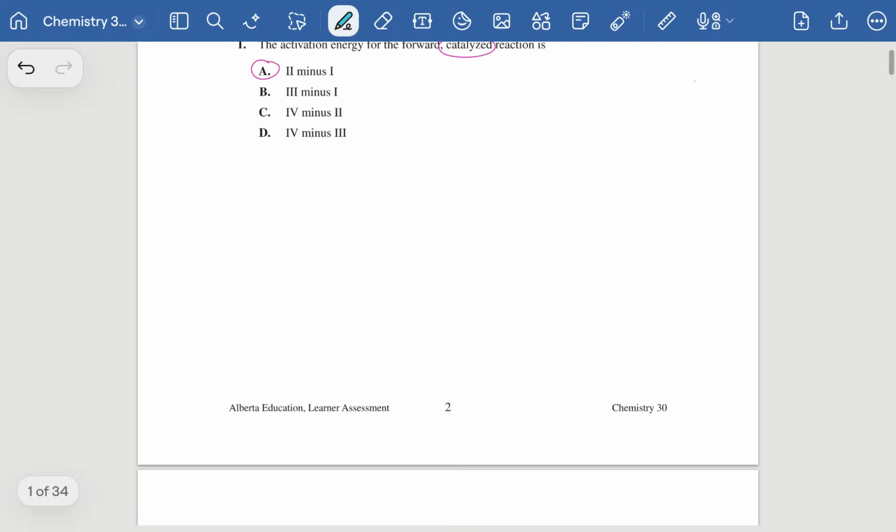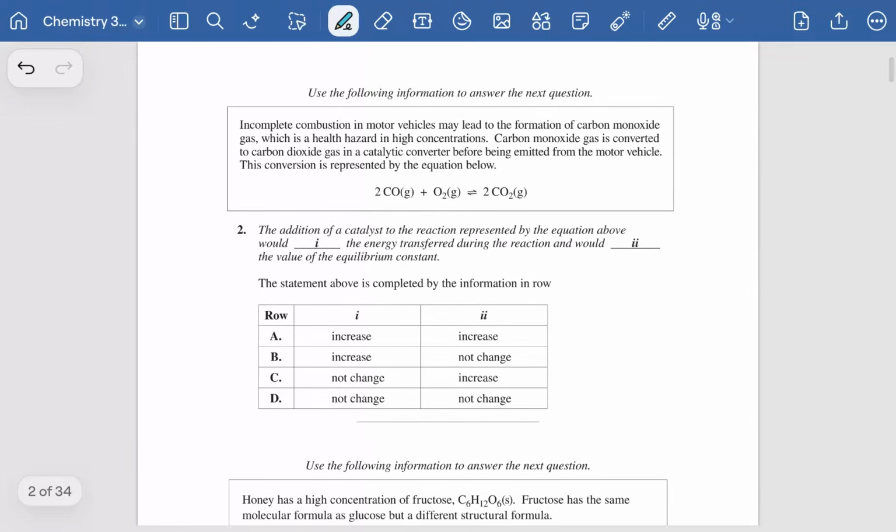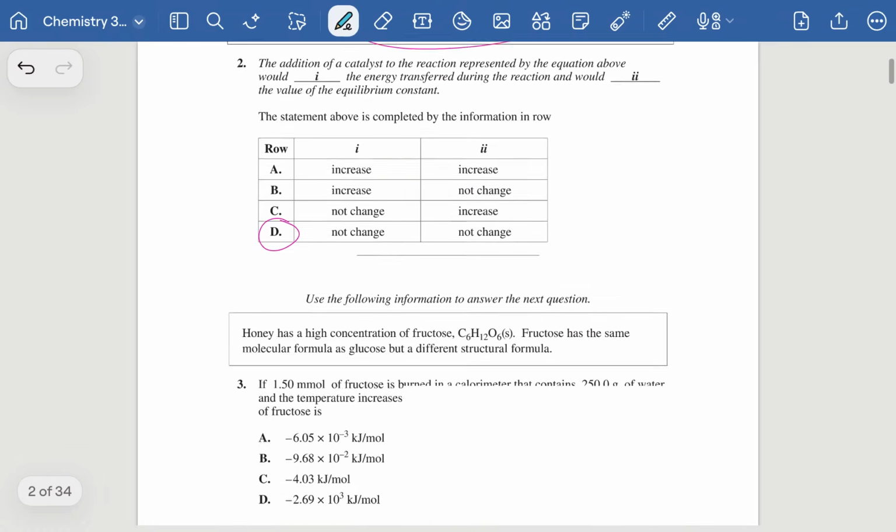Moving on to the next one, we have this reaction here. We can see that we are forming carbon dioxide, but all of this doesn't really matter because it's just saying if you do add the catalyst to this above equation, what would happen? Adding the catalyst would not change the transfer of energy, and it would also not change the equilibrium constant. So everything would stay the same. The only thing catalysts do is speed up the reaction.